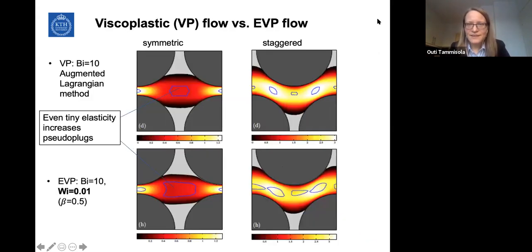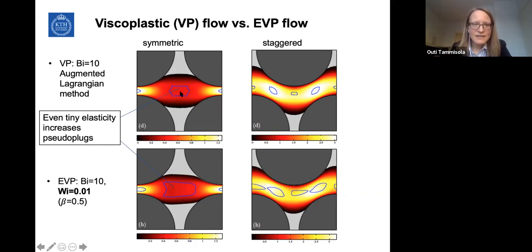So let us compare then these elastoviscoplastic and viscoplastic flows. So what do we actually get? We have viscoplastic flow in the top 2 figures, and elastoviscoplastic flow with low elasticity in the bottom 2 figures. Otherwise, the configurations are the same, and the Bingham number is 10.